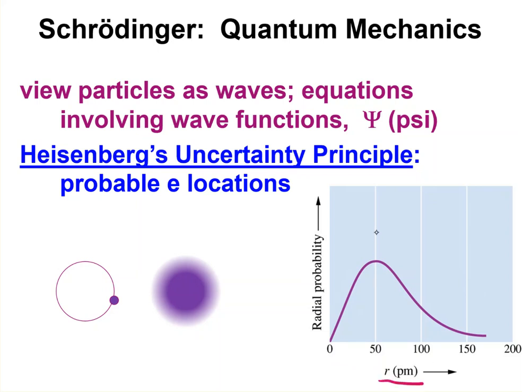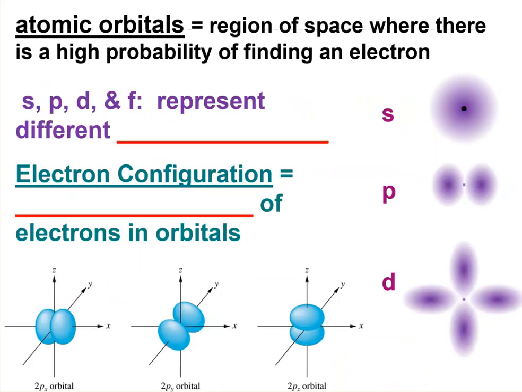And we can see that for this electron, it's most likely to be 50 picometers from the nucleus, but you can see it could be at any point in time a lot further out or closer. So from these equations, we found that there are what we call orbitals, which are regions in space where the electron has a high probability of being.